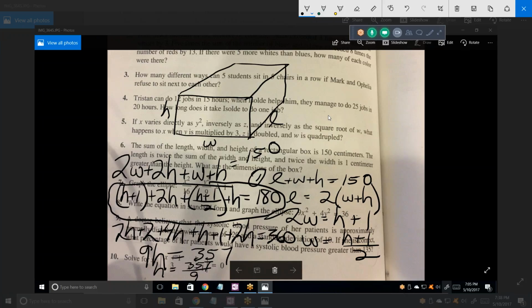So I can simplify it a little bit. If I divide the top by 3, I get 119. If I divide the bottom by 3, I get 3. 119 is definitely prime. So that's a final answer for H.